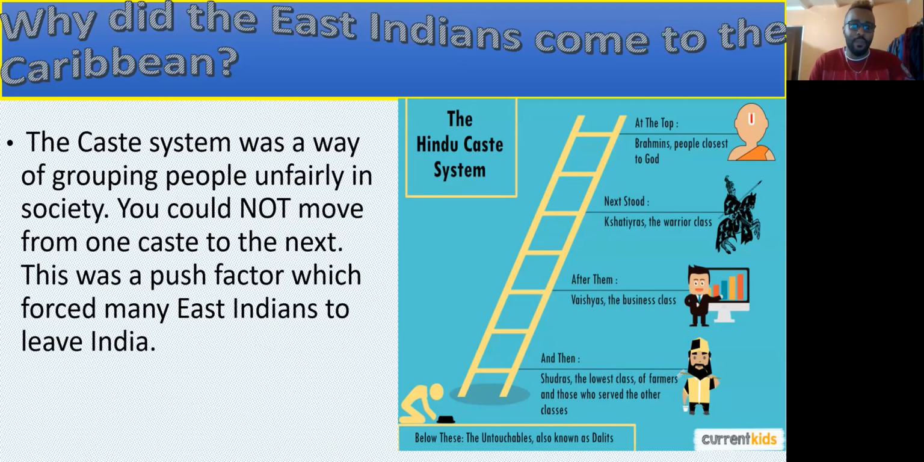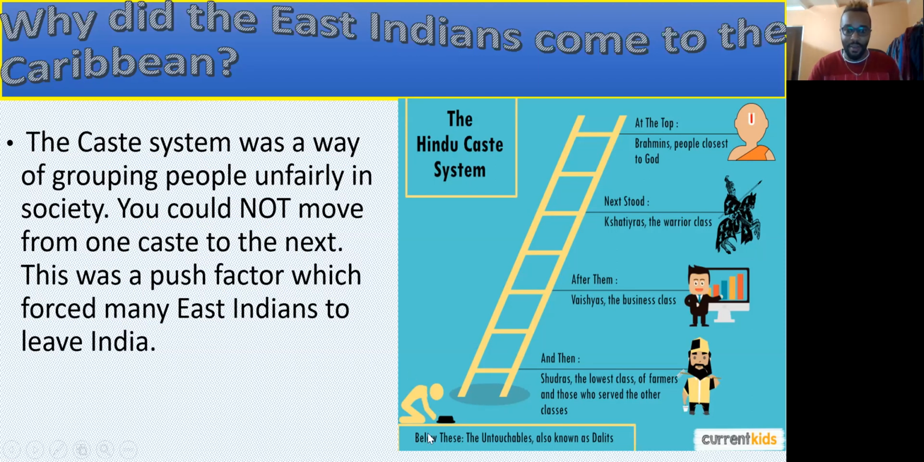One push factor, as in something which forced them to leave India, would have been the caste system. The caste system in its simplest form was a way of grouping people unfairly, you could say, and persons could not move from one group to the next group. For example, in Jamaica, you could have the upper class, middle class, and the lower class. But in India, the caste system was much more rigid, and many persons, if you notice down here, this person on the ground right here, a group, they were known as the untouchables.